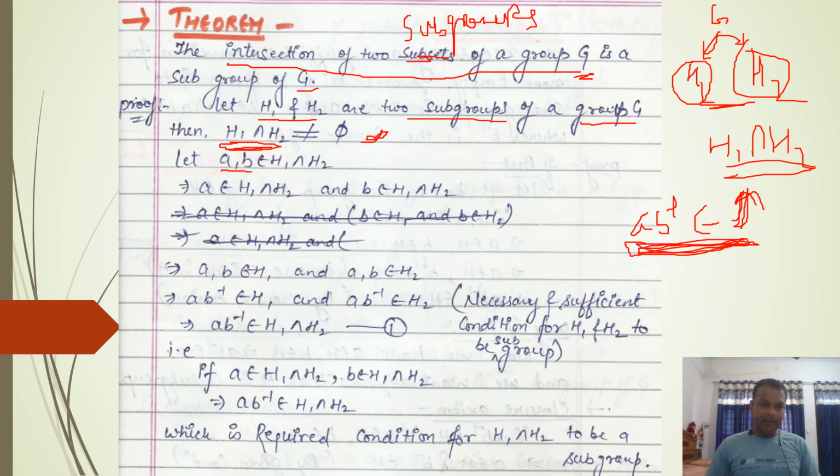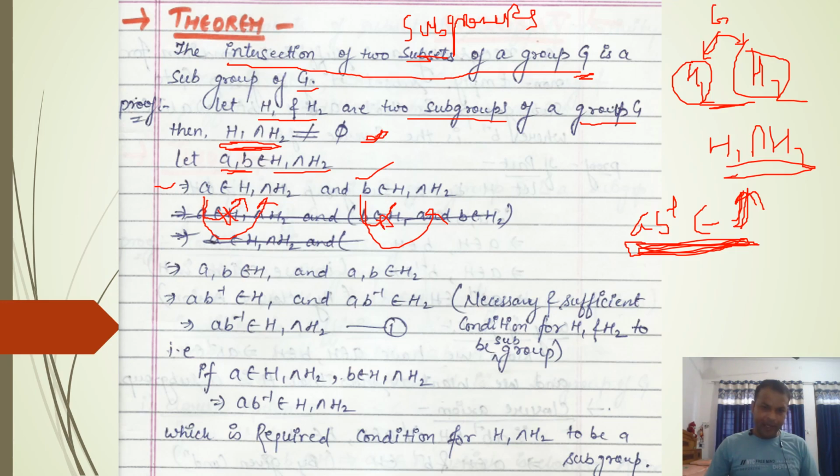Let there be two elements A and B which belong to H1 intersection H2. So A and B both belong to H1 intersection H2. We will write this statement separately: A belongs to H1 intersection H2 and B belongs to H1 intersection H2. Now we can write this in four parts. A belongs to H1, because A belongs to the intersection of these two subgroups, so A belongs to H1 as well as H2, and B belongs to H1 as well as H2.